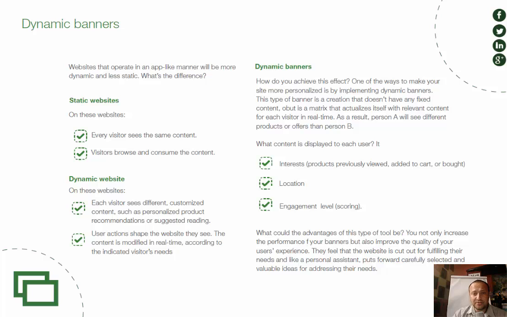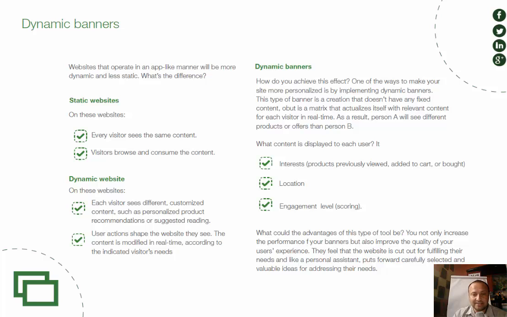How do you achieve this effect? One of the ways to make your site more personalized is by implementing dynamic banners. This type of banner is a creation that doesn't have any fixed content, or is a matrix that updates itself with relevant content for each visitor in real time. As a result, person A will see different products or offers than person B.